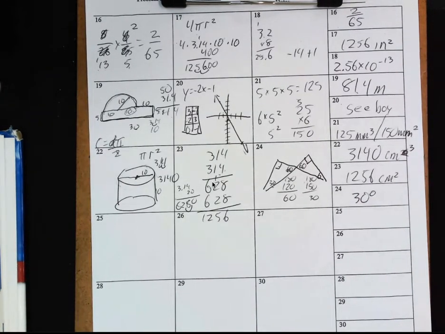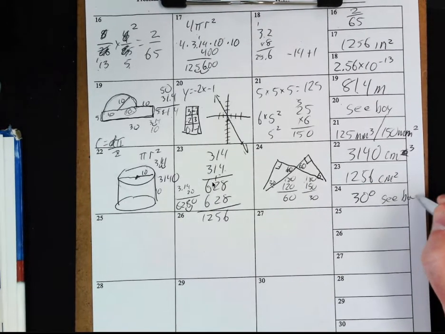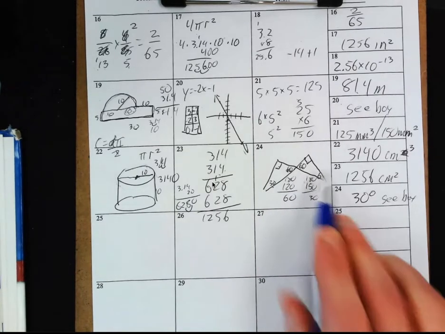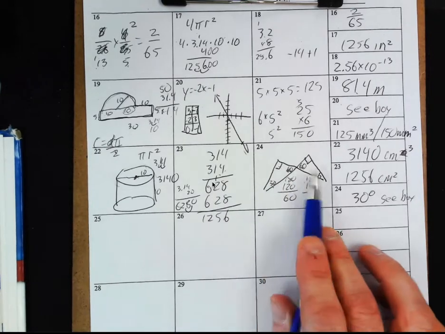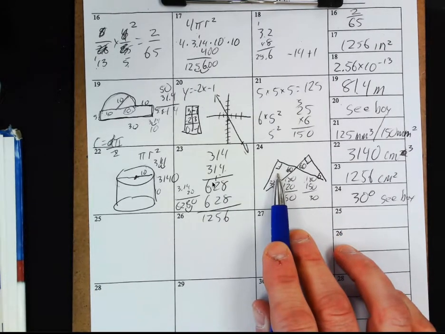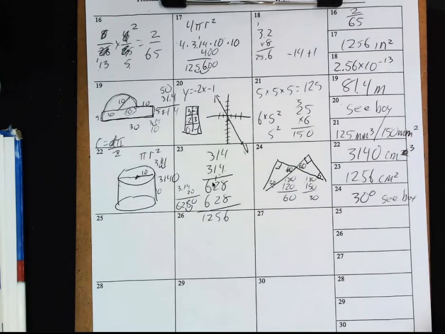24 said, what's the measure? It's 30. Then explain how you did it. I'm going to write C box. I look here, I see exactly how you did it. True or false? These two triangles are similar. True. They are both 30, 60, 90s. Congruent? I would say no. One looks smaller, but they definitely are similar.